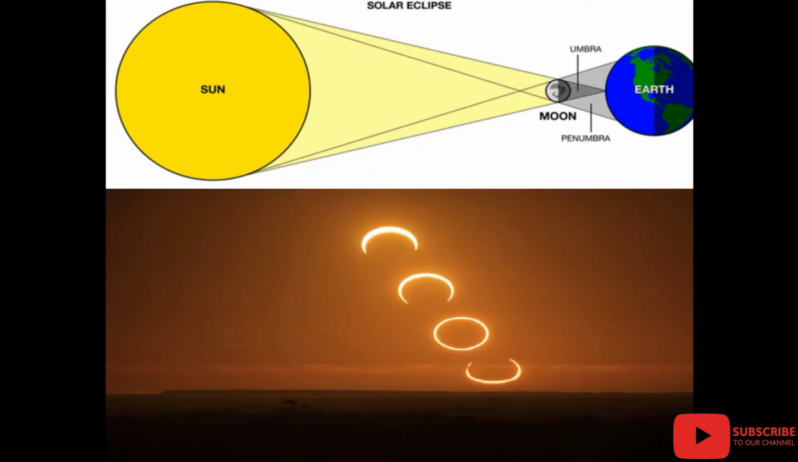In this, umbra is the darker portion of the shadow, and penumbra is the lighter portion of the shadow. This is the solar eclipse. In this period, the sun will not be visible to us.